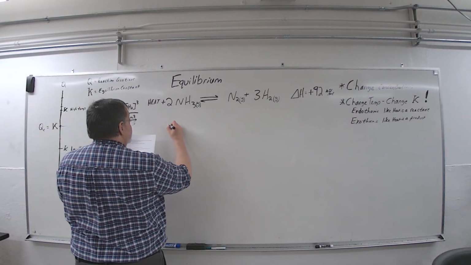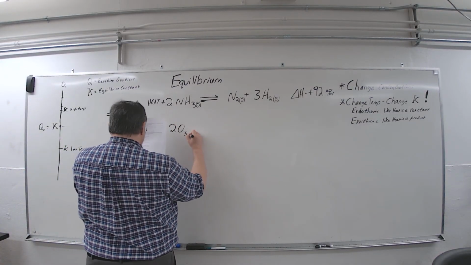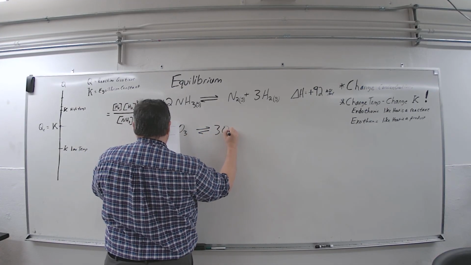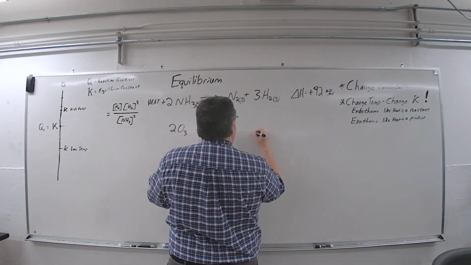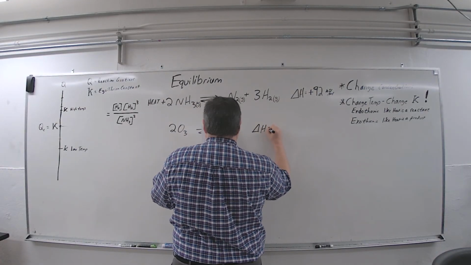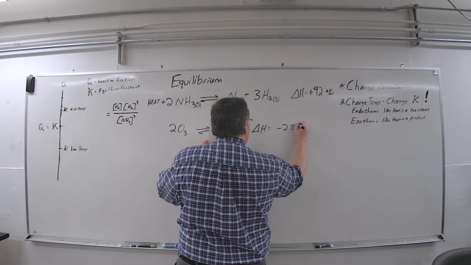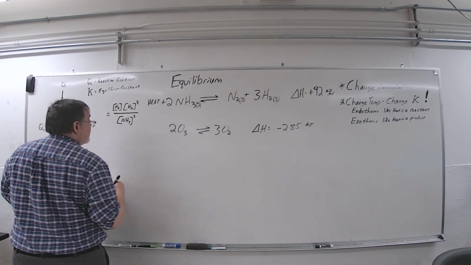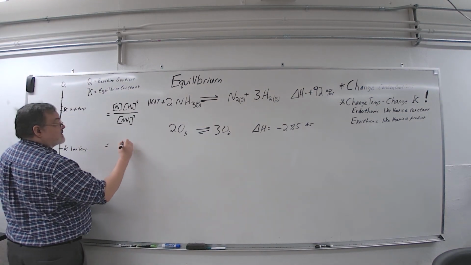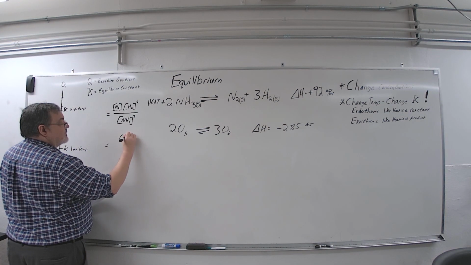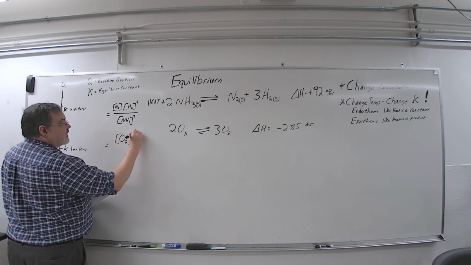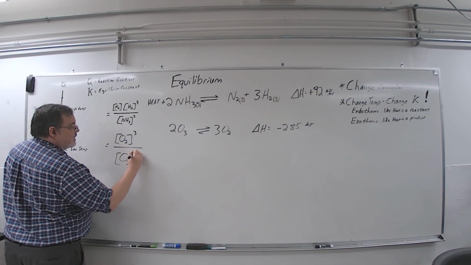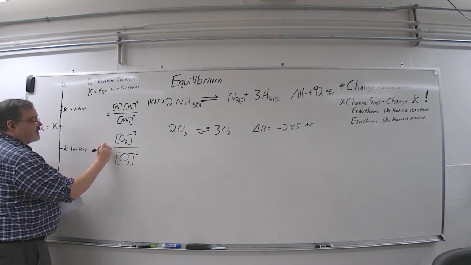So this one, 203, 302, and that one's delta H is 0.5 kilojoules. This one's calculation would be O2 to the third power, 3, second power. So that would be the equation for this one.